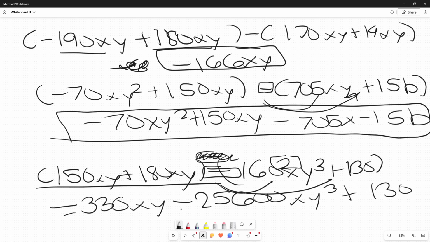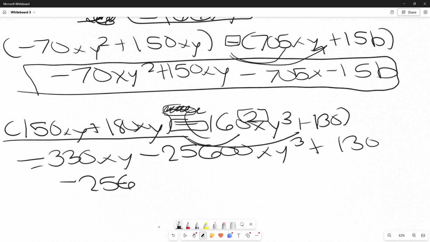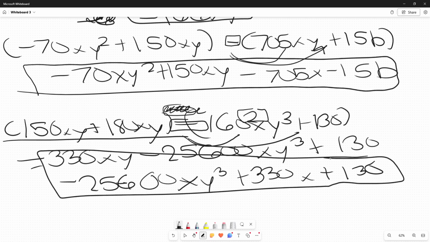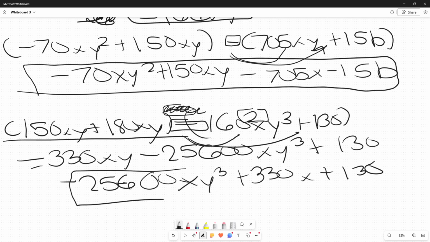So that's basically the final answer. In an arranged format, you can say negative 25,600xy cubed plus 330xy plus 130. So that's your final answer.